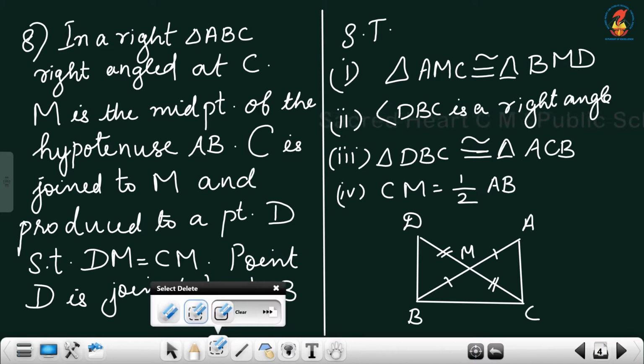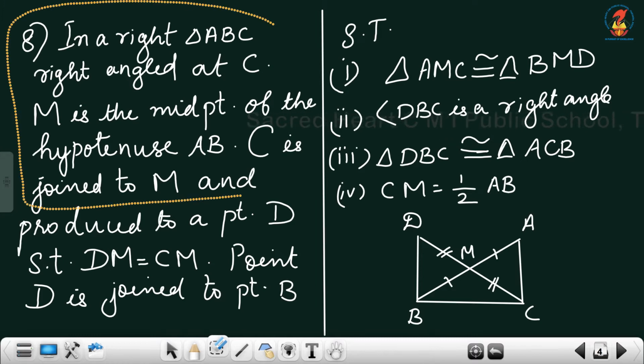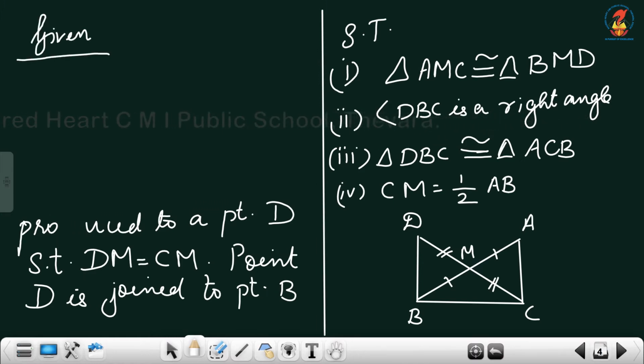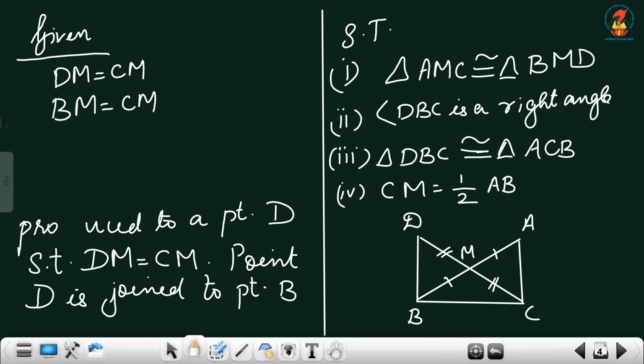So we have to write the given things. Given DM is equal to CM. Then BM is equal to AM is also given. Then what is given is angle C is equal to 90 degrees. So we have to prove all these.